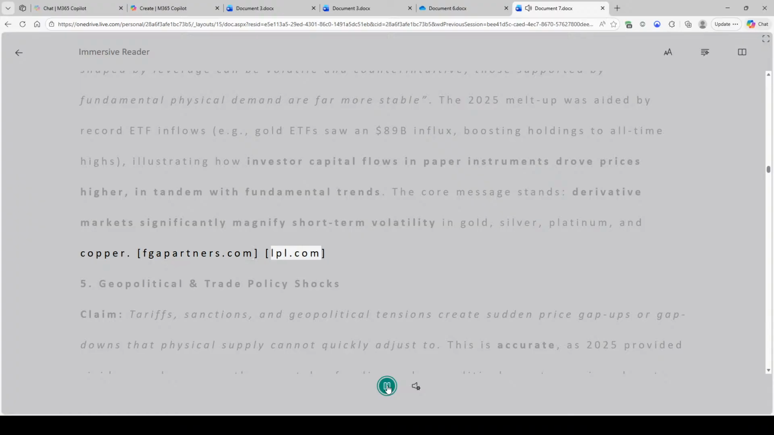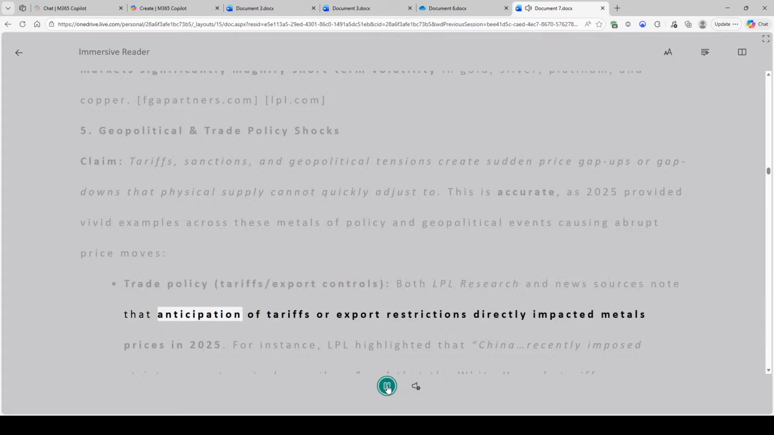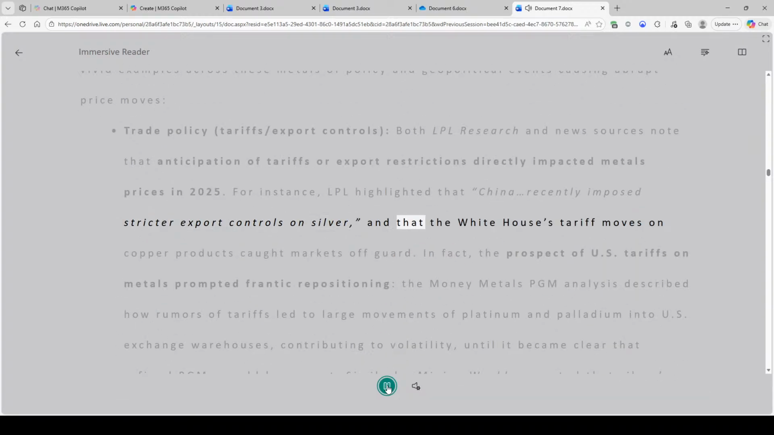5. Geopolitical and trade policy shocks. Claim: tariffs, sanctions, and geopolitical tensions create sudden price gap-ups or gap-downs that physical supply cannot quickly adjust to. This is accurate, as 2025 provided vivid examples across these metals of policy and geopolitical events causing abrupt price moves. Trade policy, tariff/export controls. Both LPL research and news sources note that anticipation of tariffs or export restrictions directly impacted metals prices in 2025. For instance, LPL highlighted that China recently imposed stricter export controls on silver, and that the White House's tariff moves on copper products caught markets off guard.